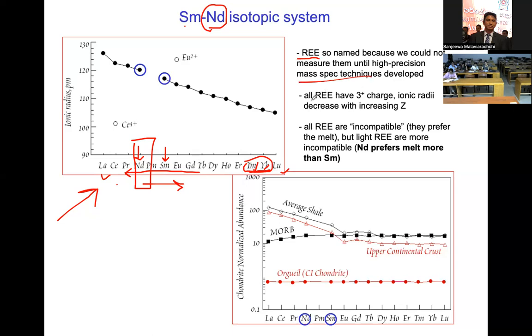And commonly they have a valency of 3 plus, right? And you can remember all the rare earth elements, not just a few of them.